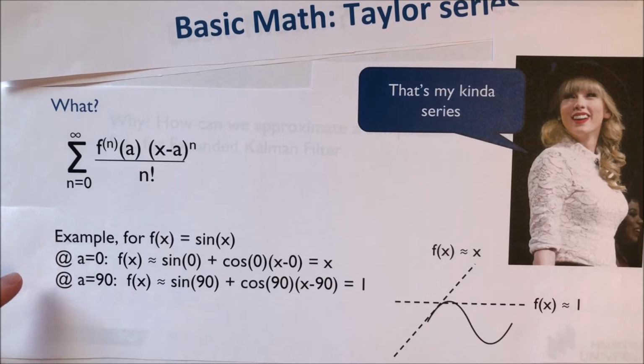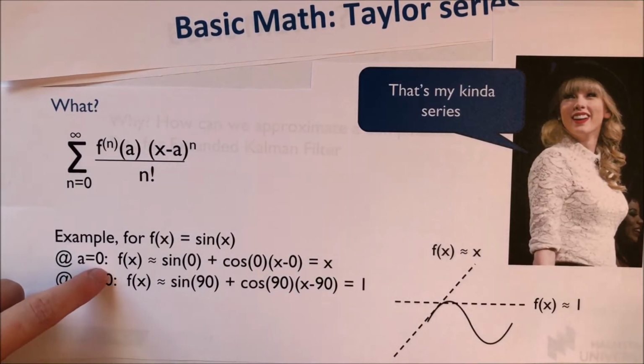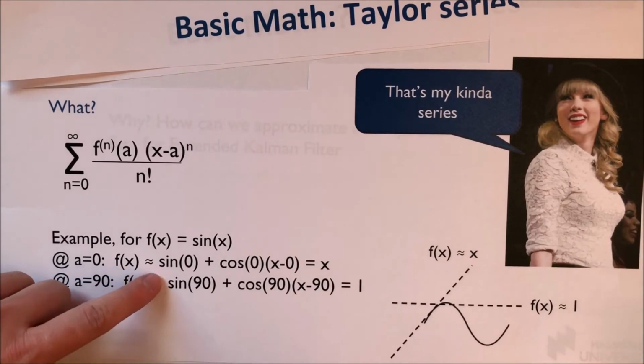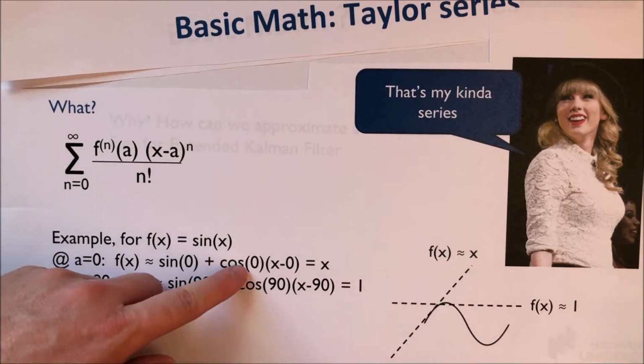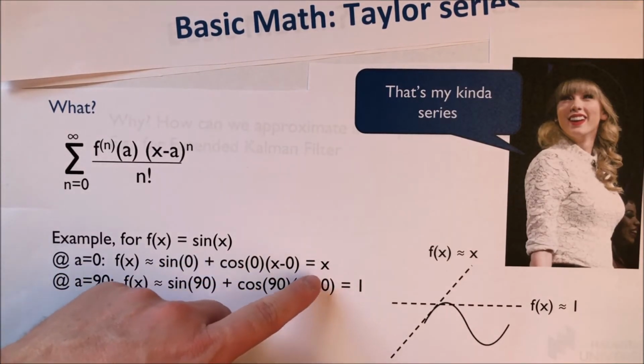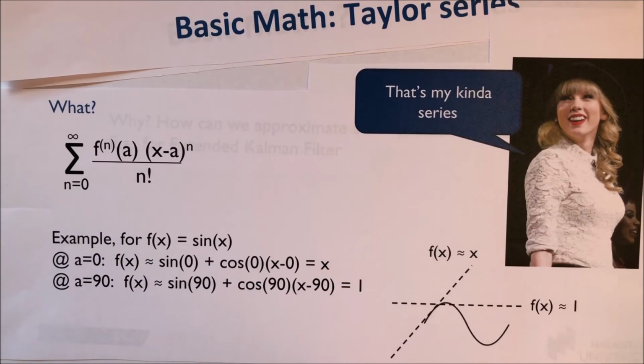Here's an example. So if we have, for example, f of x equals sine x, and we use a first order approximation, so we just calculate the first derivative and no further, then at a equals 0, we get something like f of x is approximately sine 0 plus cos 0 times x minus 0, and sine 0 is 0, cos 0 is 1, so we get x. And what does that mean?